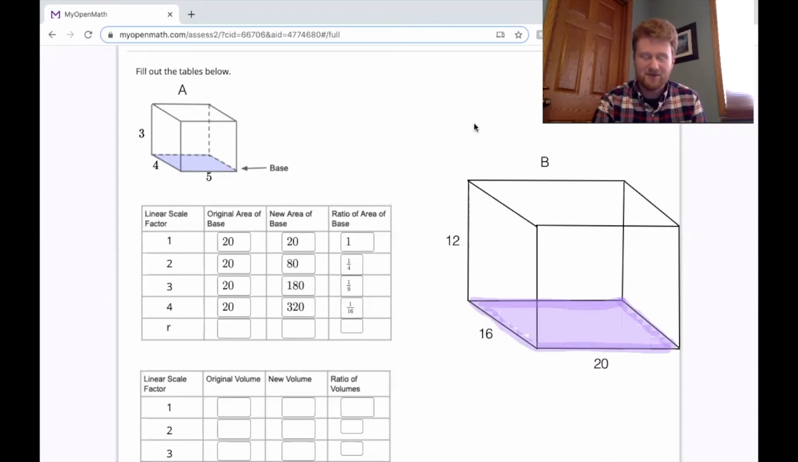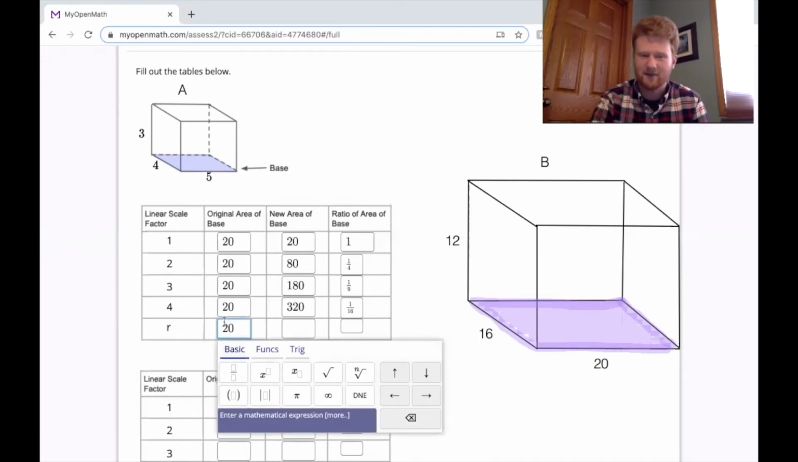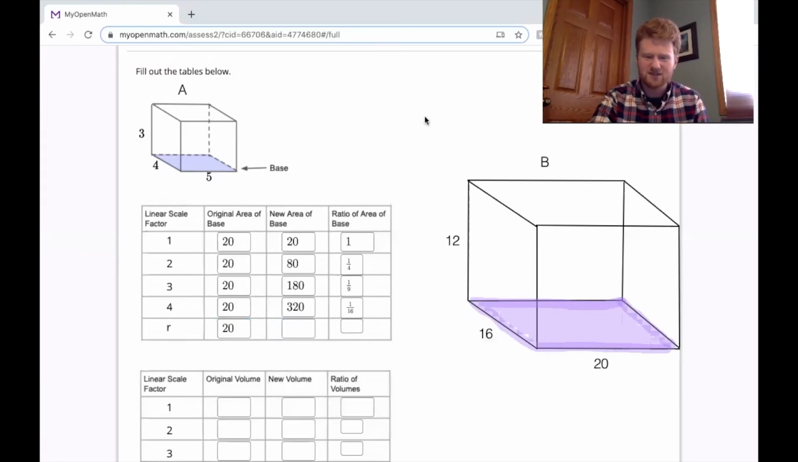That's what math is. Math is, in a lot of cases, just understanding and looking for patterns. So we want to know for the general case. So we're saying a linear scale factor of r. So if we times it by anything, what's going to happen? Well, this first column, definitely going to stay the same. We're maintaining the same prism for that first column all the way through. But for the new area of the base, what ended up happening?